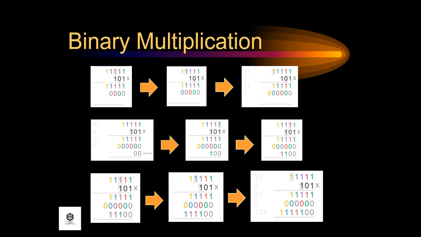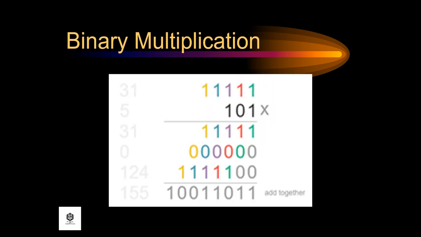1 times 1 is equal to 1. 1 times 1 is equal to 1. Next column, 1 times 1 is equal to 1. Next, 1 times 1 is still 1. And for the last column, 1 times 1 is equal to 1. Then add together.